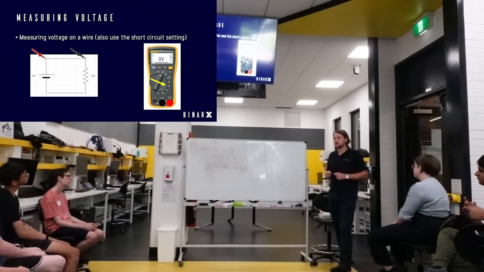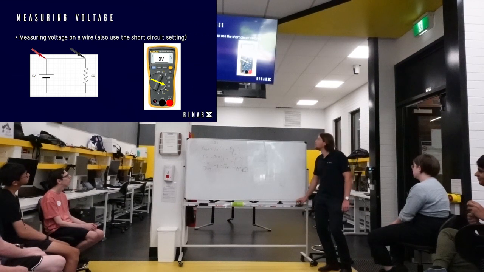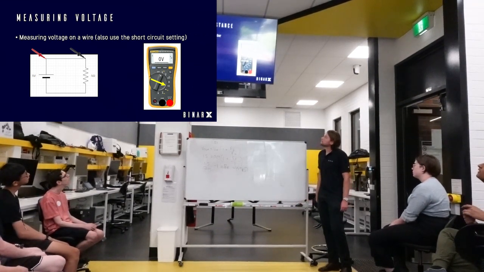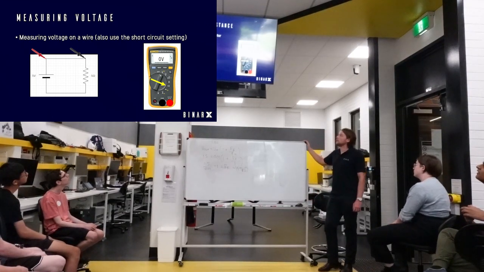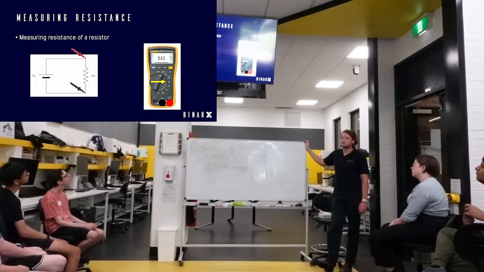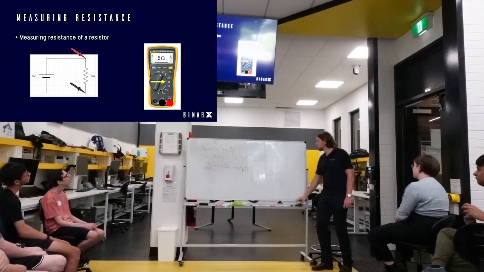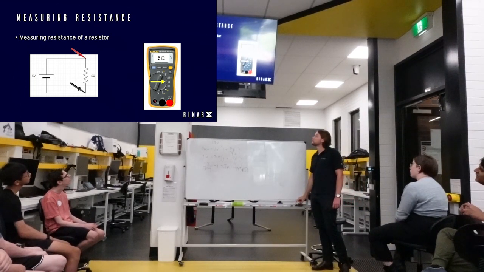Because you might be like, why is my circuit not working? Why is there no voltage across my resistor? And it could just be that the connector's at fault. So you use this setting to make sure that there is a connection there. So 0 volts. Cool. So measuring the resistance, what is the multimeter going to show on this one?